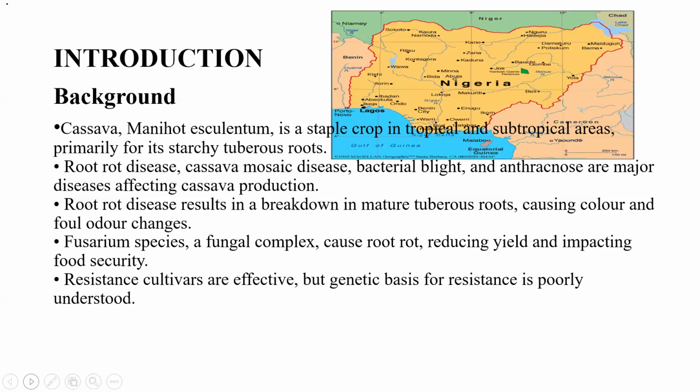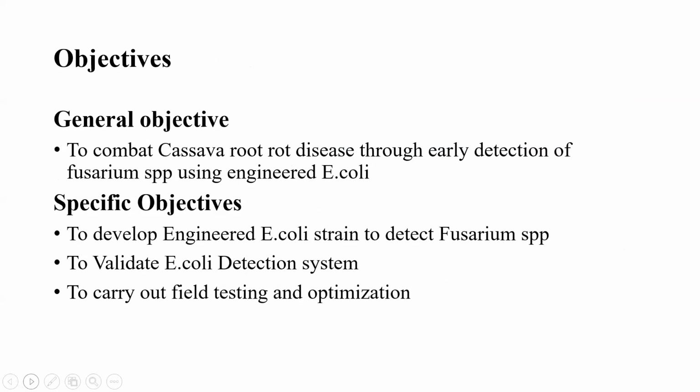While resistant cultivars are the most effective method of managing root rot, the genetic basis for resistance remains poorly understood. This research aims at providing a more general and adaptive solution to various cultivars, adopting methods rooted in synthetic biology. The general objective is to combat cassava root rot disease through early detection of Fusarium species using engineered E. coli. The specific objectives are to develop an engineered E. coli strain to detect Fusarium species, validate the E. coli detection system, and carry out field testing and optimization.